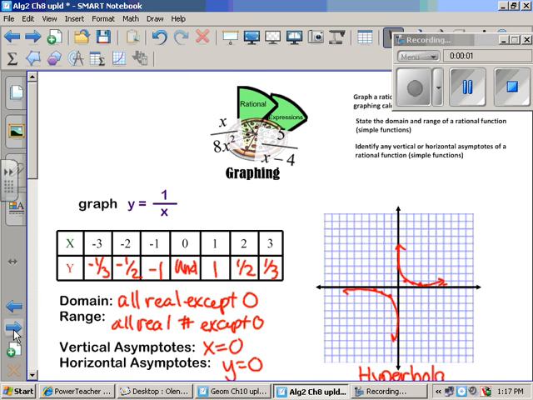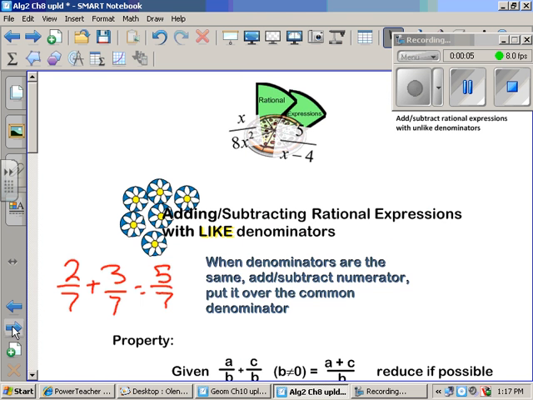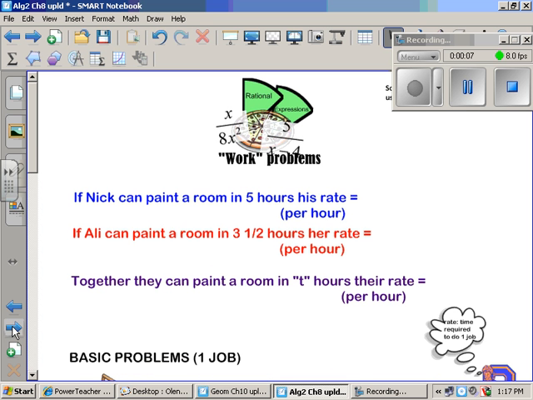To apply rational functions by solving pretty simple word problems. We call these work problems because they involve putting together different people's work rates to see what their combined work rate would be.